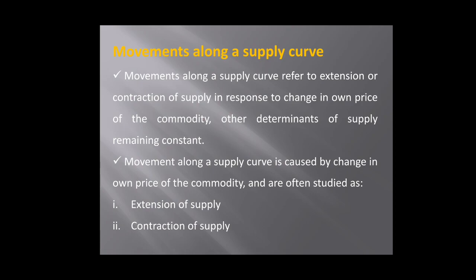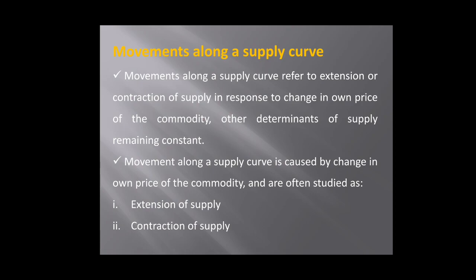As we already know, supply changes due to change in various factors, like due to change in own price of a commodity, due to change in price of related goods, due to change in technology, etc. When supply of a commodity changes due to change in own price of the commodity, it is known as change in quantity supplied. Graphically, it causes movement along the supply curve. Thus, movements along a supply curve refer to extension or contraction of supply in response to change in own price of the commodity, other determinants of supply remaining constant.